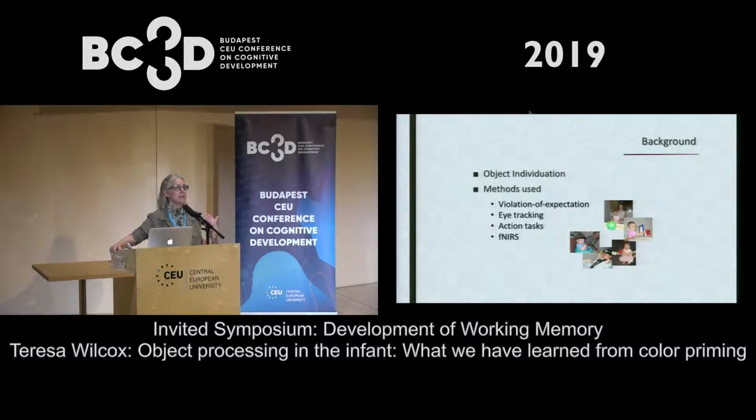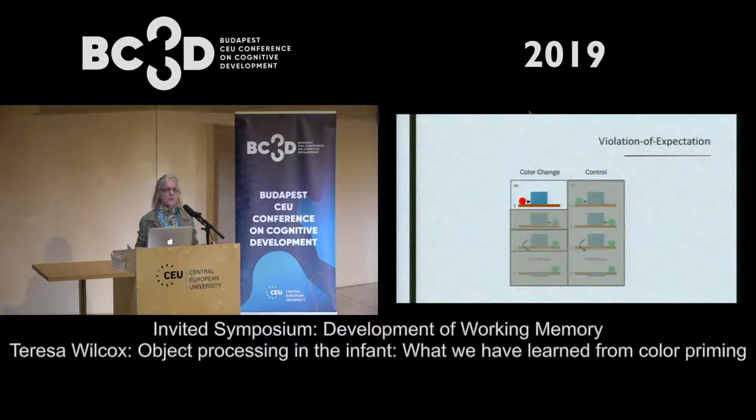So even when there are discontinuities in space and time, it's not the ability to recognize whether something looks the same or different. It's the ability to recognize that it's a numerically distinct object. So we've been studying object individuation for many years now. We've used a number of methods: violation of expectation methods, eye tracking methods, action tasks, and now functional near-infrared spectroscopy. What I'm going to focus on today are the kinds of experiences that can alter the type of information that babies pay attention to.